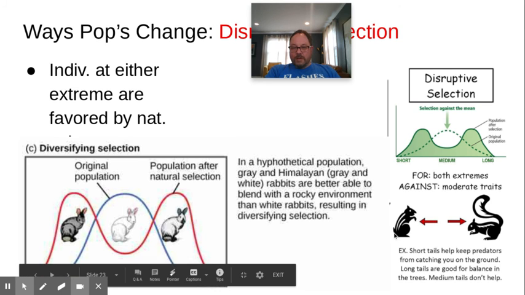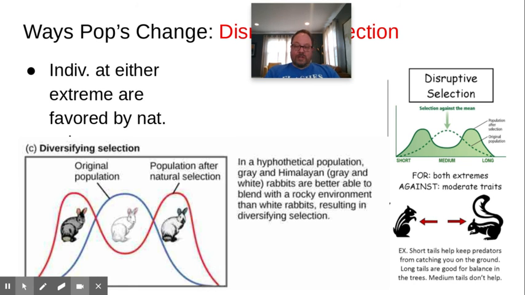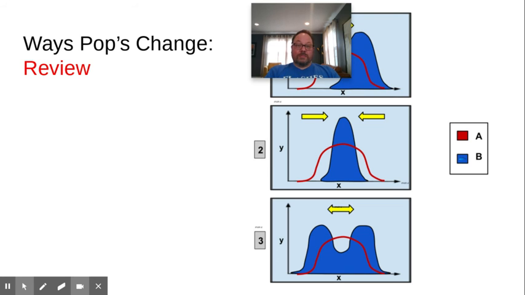If your tail's real little, it's tougher for predators to have something to grab onto. But if you have a really long tail, it aids with balance. So it tends to drive populations in one direction or another. Have a really short tail or a really long tail.